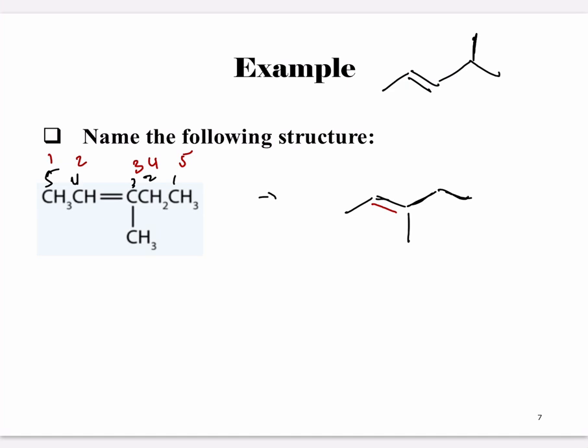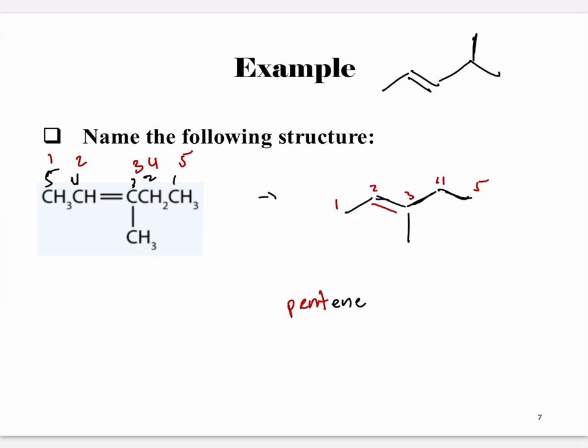And so the longest chain, we already said, was 1, 2, 3, 4, 5, which means that the prefix for this molecule is pent. So this is going to be pent. And then what's the suffix going to be? Ene, because there's a double bond there.